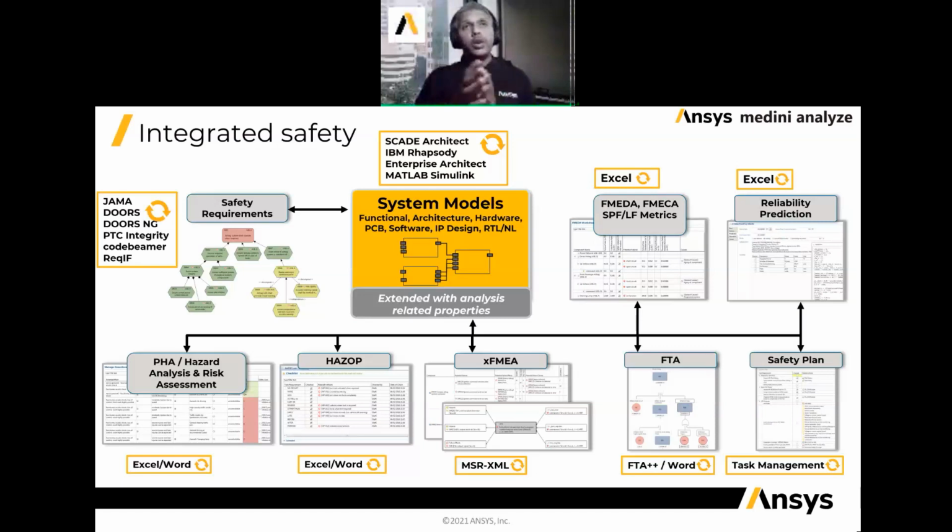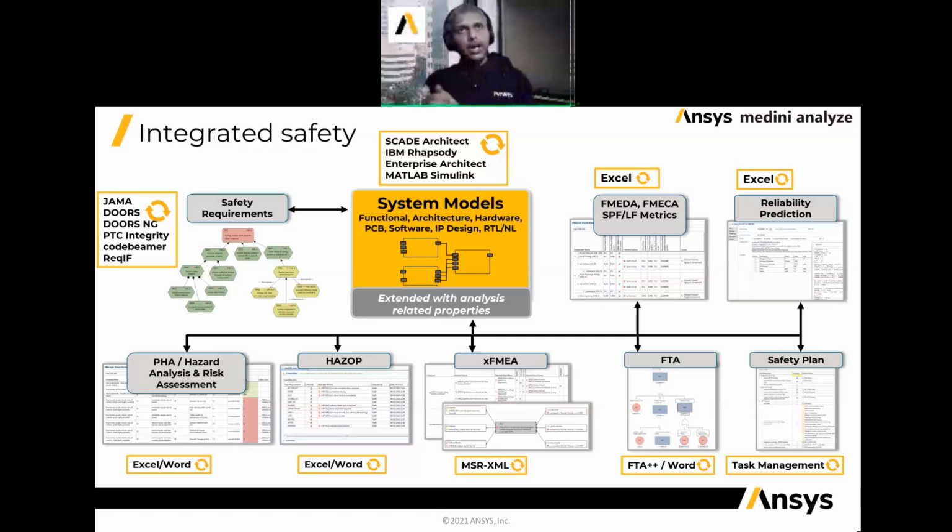Or maybe if you are not using any of those requirements tools, there is a possibility where you could straight away start creating those requirements within the Medini Analyze tool itself. So with that, you will be able to set up the traceability of requirements into the architecture and the rest of the downstream work products, so that you have your requirements tracing down to the actual component where this functionality is being implemented. And then moving forward, we have various capabilities of your safety analysis, or safety analysis techniques as such, being implemented in the same tool.